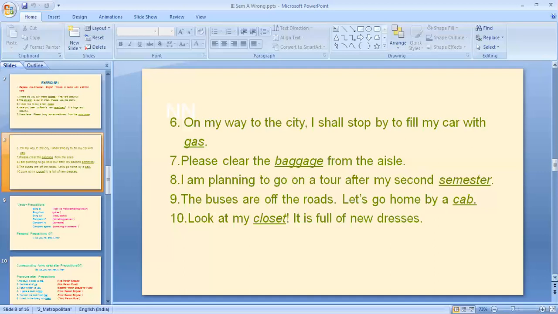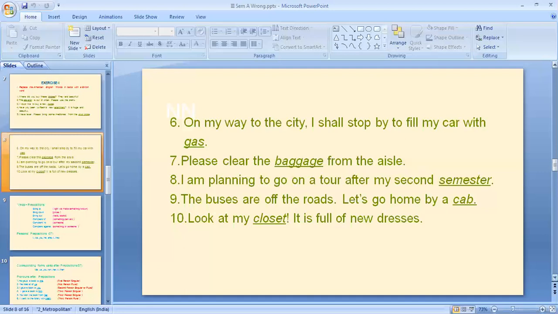P-E-T-R-O-L, petrol. For the same word, gas, instead of saying gas, the Britishers use the word petrol. And sentence number 7: Please clear the baggage from the aisle. So an American person is saying that please clear the baggage. Here the word baggage is given in italics and underlined.